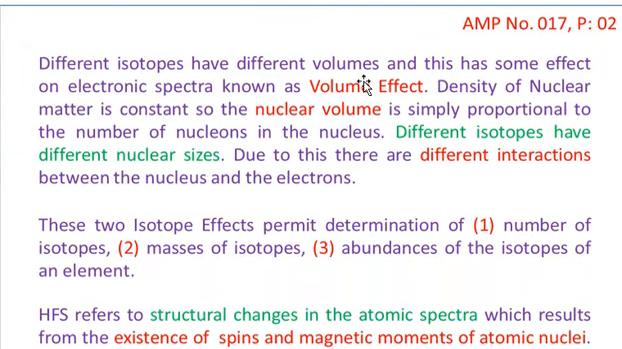Different isotopes have different volumes, and this has some effect on electronic spectra known as the volume effect. So you see that if you are considering different isotopes, then of course those isotopes will have different volumes, and the electronic spectra will then be determined by the volume effect. Density of nuclear matter is constant, so the nuclear volume is simply proportional to the number of nucleons in the nucleus.